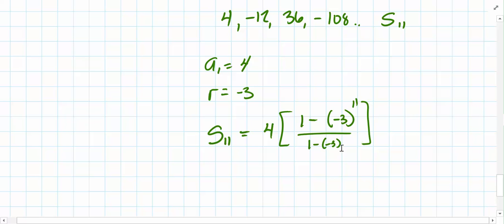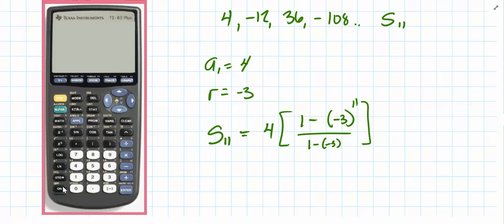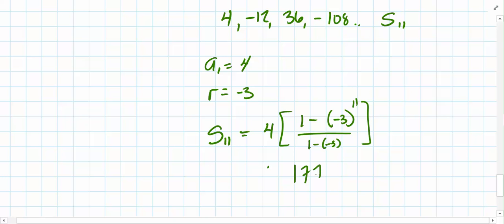Here's how you plug it into the calculator really quickly and make sure you do it right. You're going to do -3 to the 11th power. Push enter. 1 minus second answer, divided by 4. And then finally times 4. And you end up with 177,148.